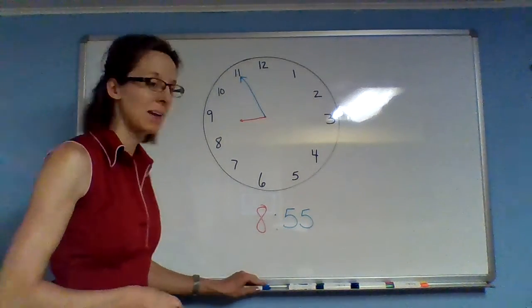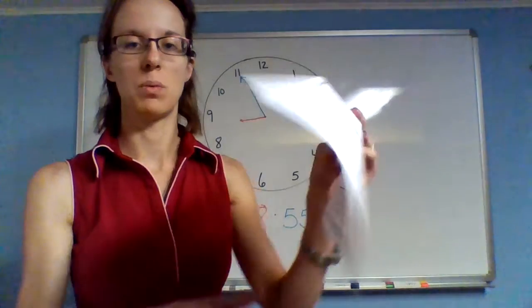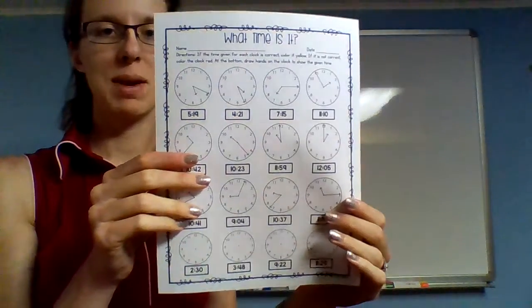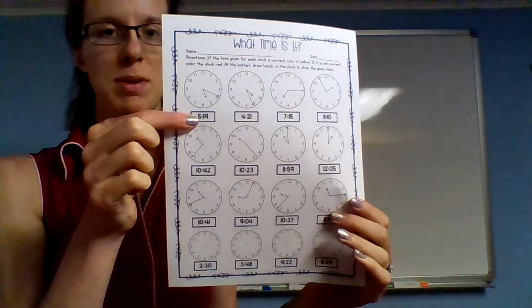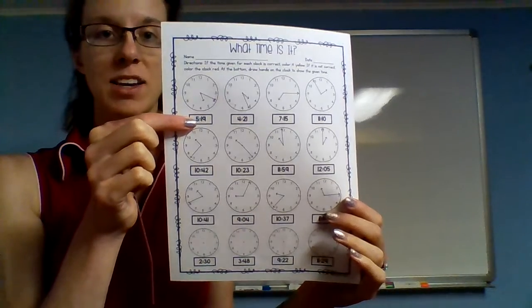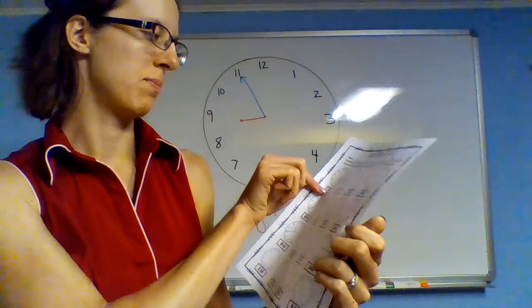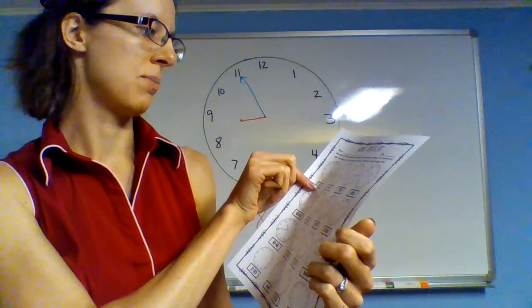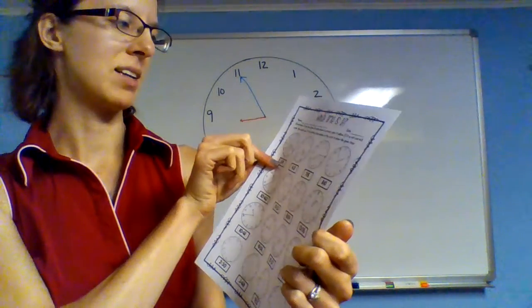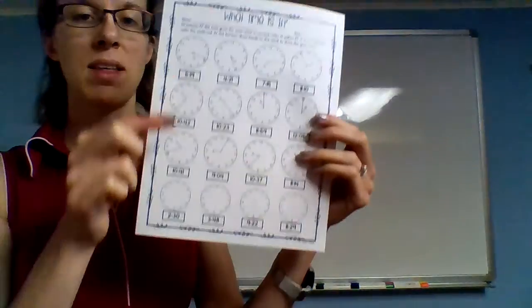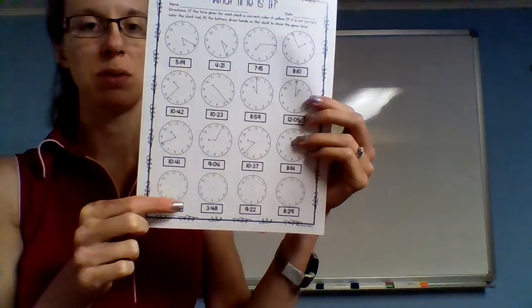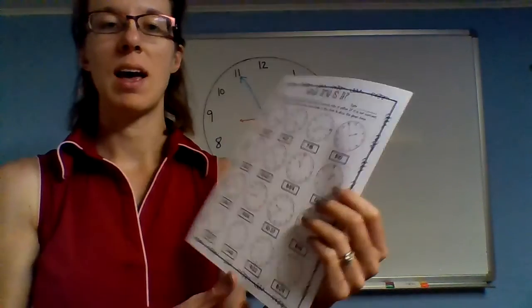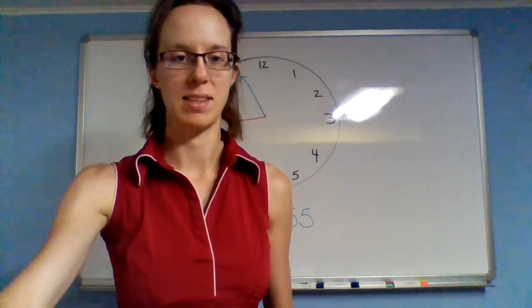In your packet today, you have a page called What Time Is It? On that page, you're comparing the clock to the time underneath. If the time is accurate, you're going to color them yellow. If it's not correct, you would color the clock red. There's a couple of clocks at the bottom where you would do what we just did on the board and draw the hands in to represent the time.